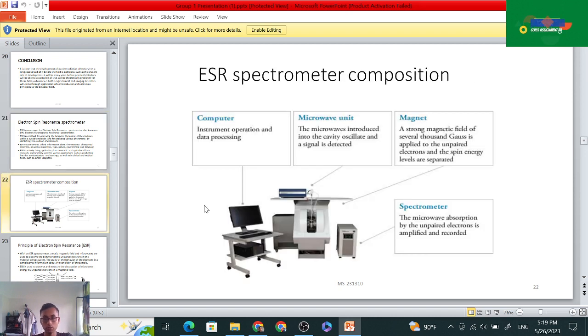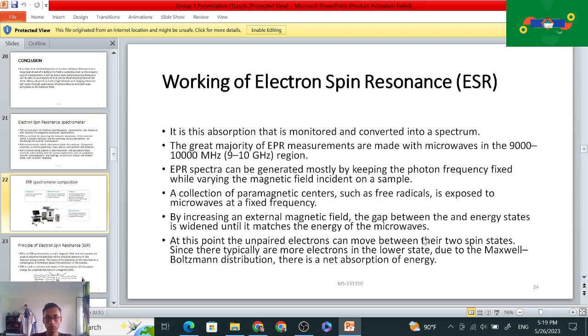Then ESR spectrometer composition: computer, in instrument operation and the data processing. Microwave unit: the microwaves introduced into the cavity oscillate and the signal is detected. Then magnet: a strong magnetic field of several thousands gauge is applied to the unpaired electrons and the spin energy levels are separated. Then spectrometer: the microwave absorption by the unpaired electrons is amplified and recorded.